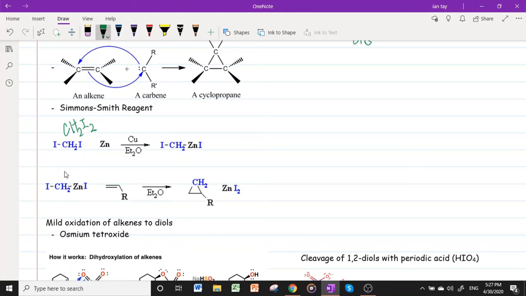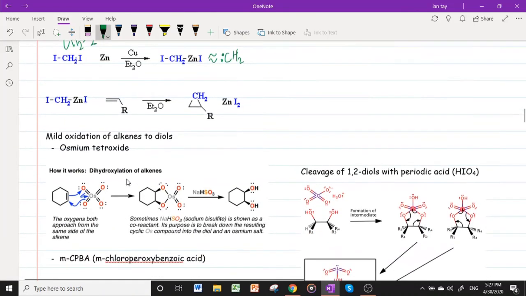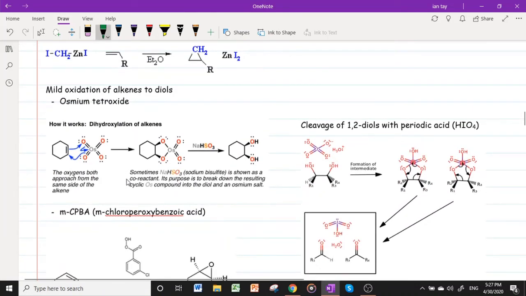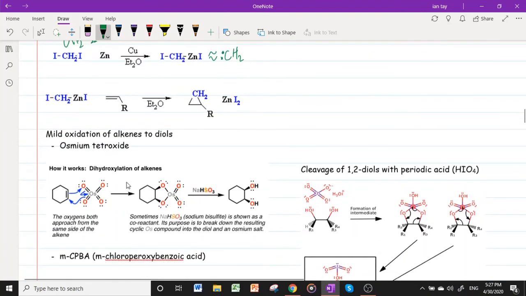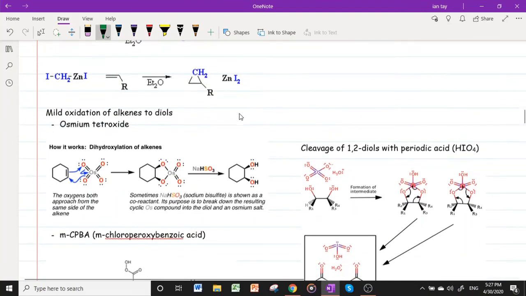So it makes sense to you, right, because the C-I and the C-Zn bonds are likely to be very weak, correct? So effectively, this behaves as if it is a carbene. Okay, now I'll talk about mild oxidation of alkenes to diols. So other than the KMnO4 method, there are also two other methods.